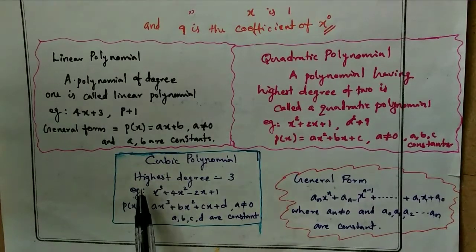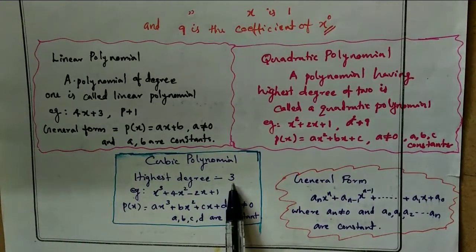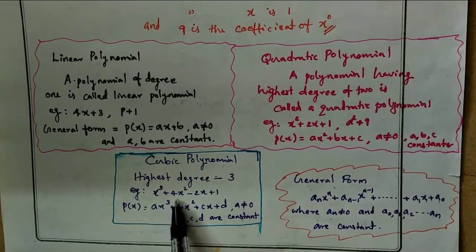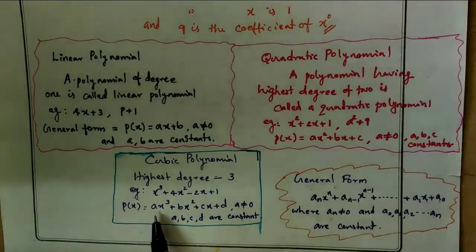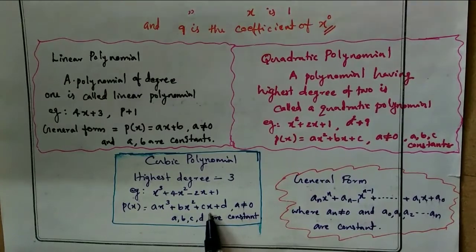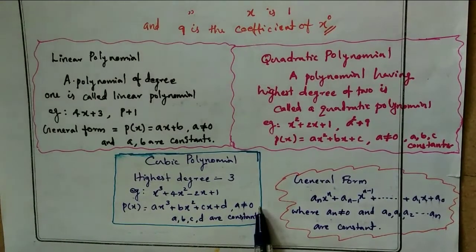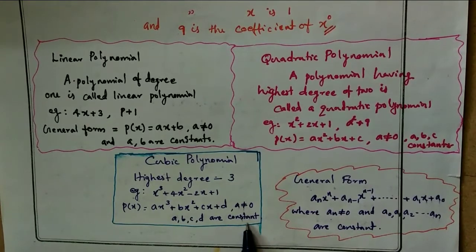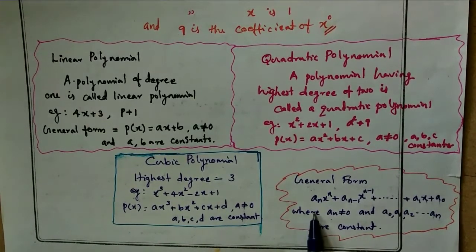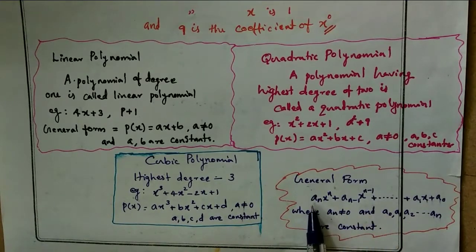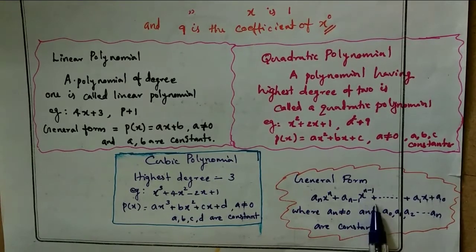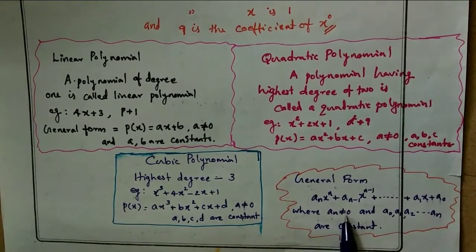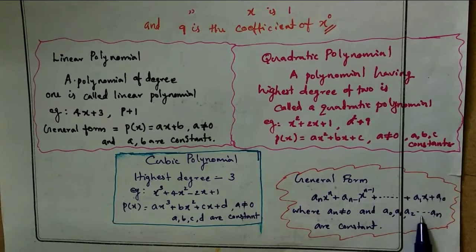Next one, cubic polynomial. The highest degree is 3. An example, x raised to 3 plus 4x square minus 2x plus 1. The general form of p of x is ax raised to 3 plus bx square plus cx plus d, a not equal to 0, a, b, c, d are constants. Then continuing this way, we can write the general form of the polynomial as an x raised to n plus a n minus 1 x raised to n minus 1 plus and so on, plus a1x plus a0, where an is not equal to 0 and a0, a1, a2, up to an are constants.